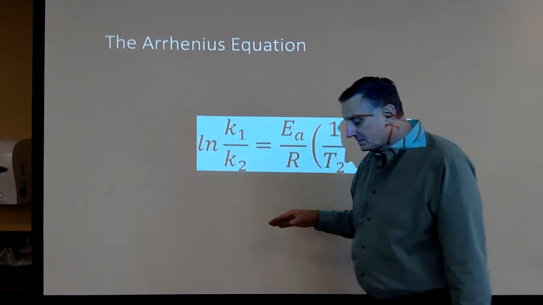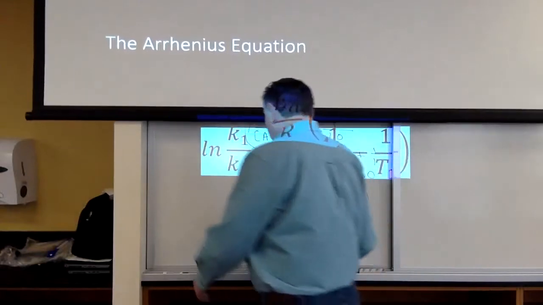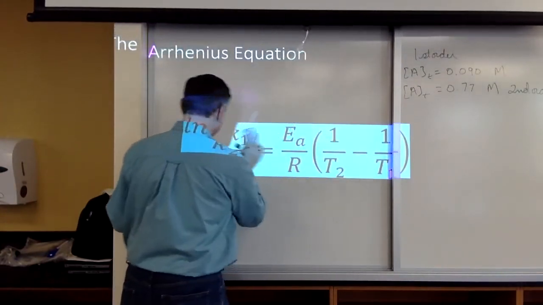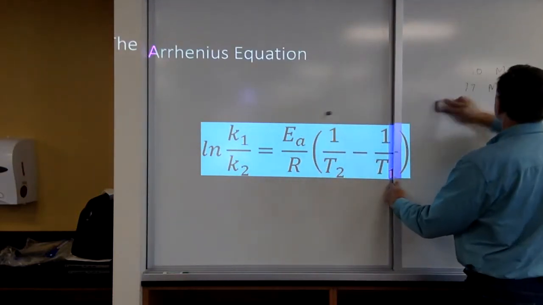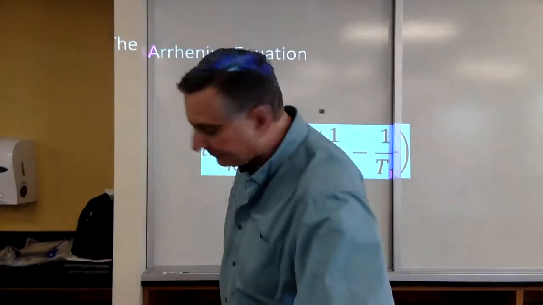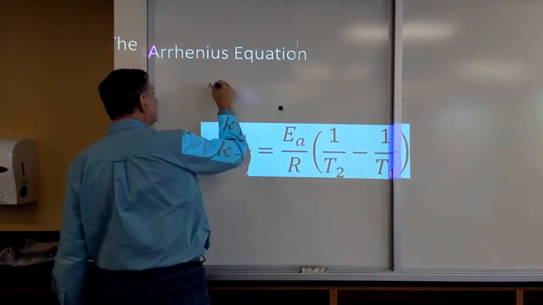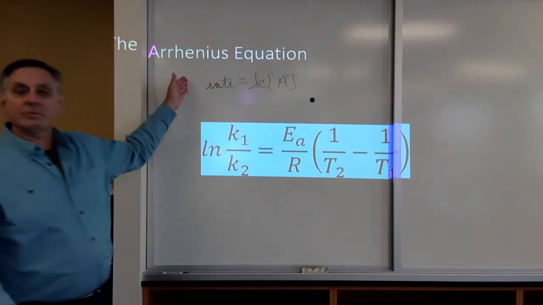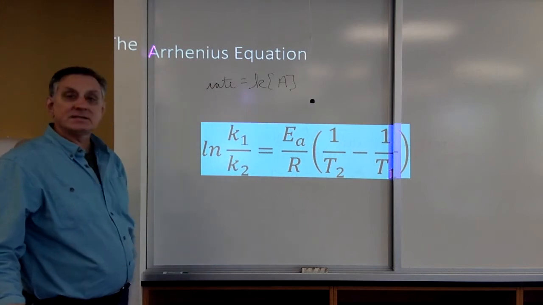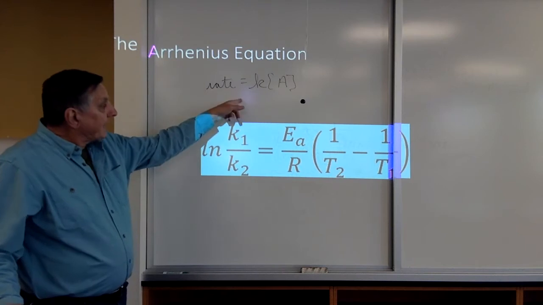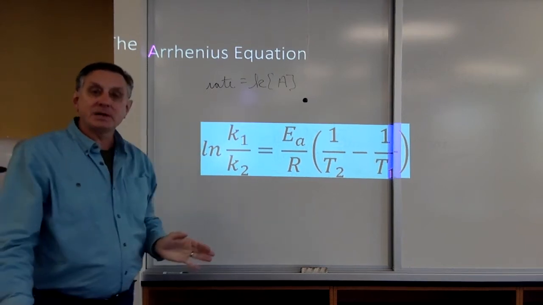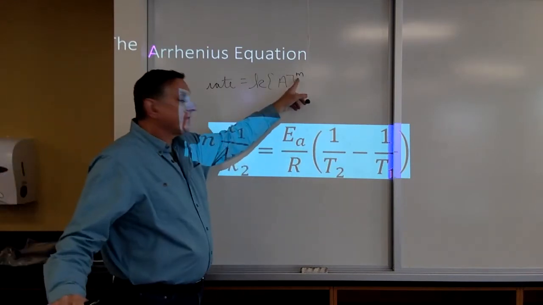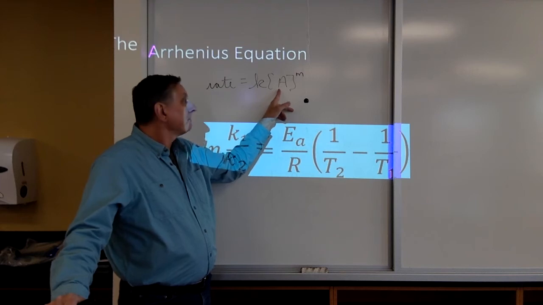Now remember that for a given reaction, we have a rate law. Rate equals K times A to the m. If it's first order in A, then the rate law is simply this. K, the rate constant, can change depending upon temperature. The exponent always stays the same. It doesn't matter if the temperature changes. Whatever the order of the reaction is in a particular reactant, it stays the same.